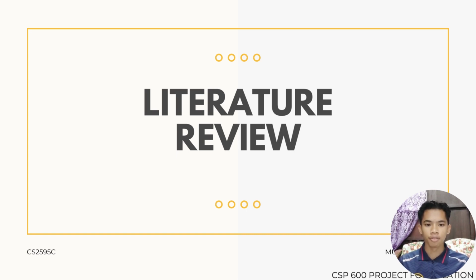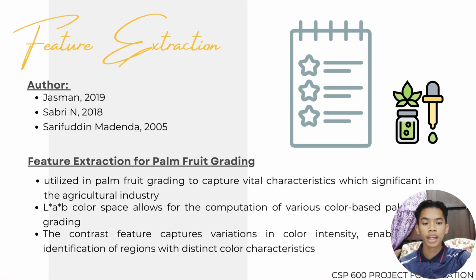We are going to the literature review. In the literature review, there is one article or topic that I want to highlight, which mostly tells about feature extraction for palm fruit grading. So what is it actually? It is utilized in palm fruit grading to capture vital characteristics which are significant in the agricultural industry. Feature extraction uses the LAB color space, which allows for the computation of various color-based palm fruit grading. And the last one is the contrast feature, which captures variation in color intensity, enabling the identification of regions with distinct color characteristics.